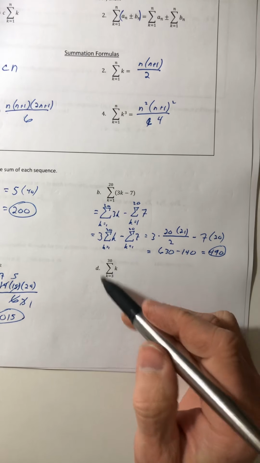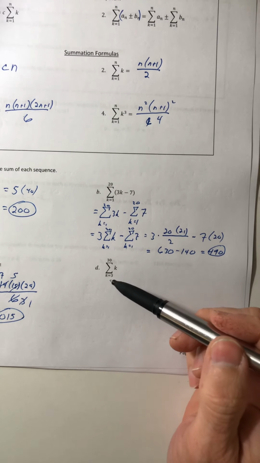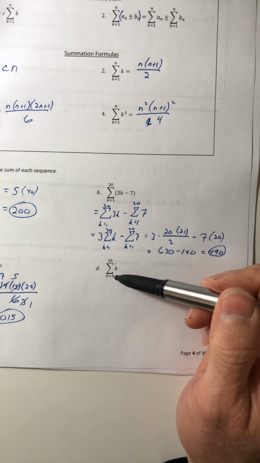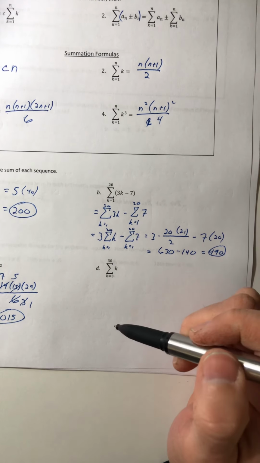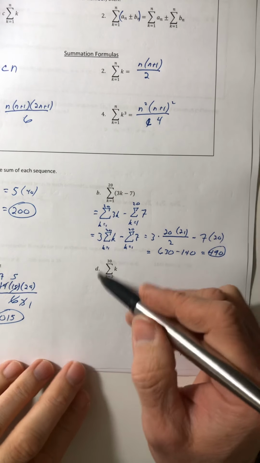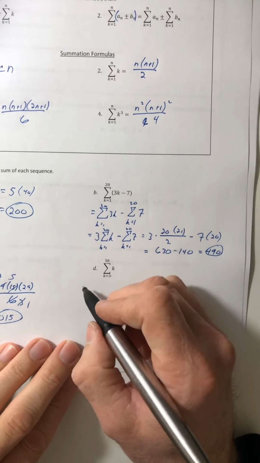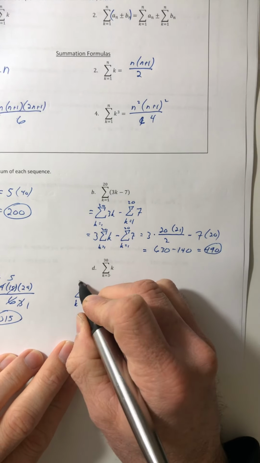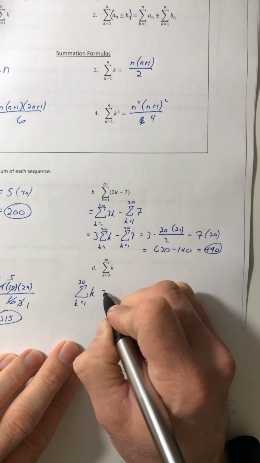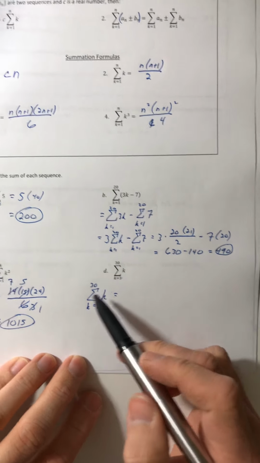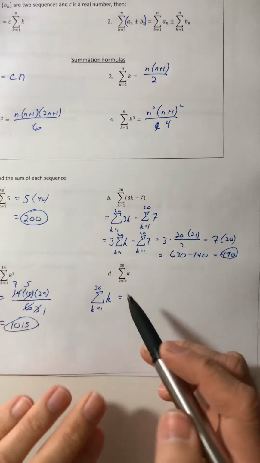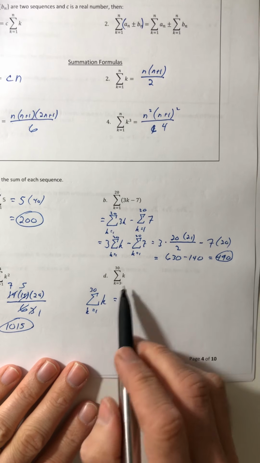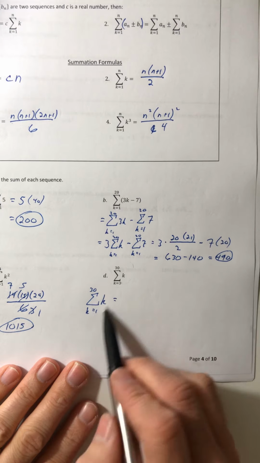Okay, part D, this one's a little different because if you notice, the starting number is not a 1. In order to use these formulas, you have to start at 1, and this one doesn't. It starts at 3. So we need to be a little bit creative in how we get its total. Since I know the formula for 1 to 30, I'm going to start there, because I can figure out what this is just by using that formula right there. But we're not going to do that just yet. I'm going to play around with this because I want this to come out of here.